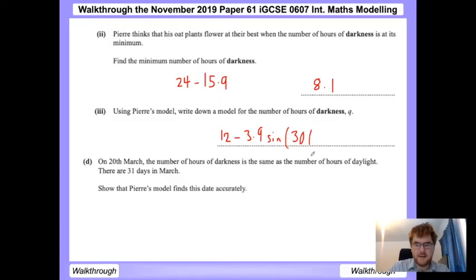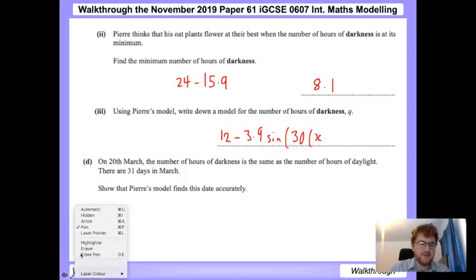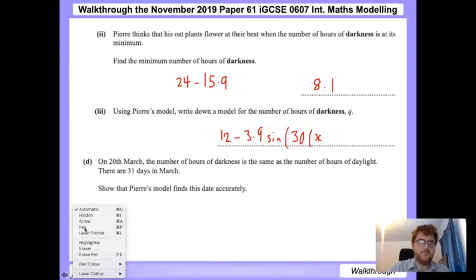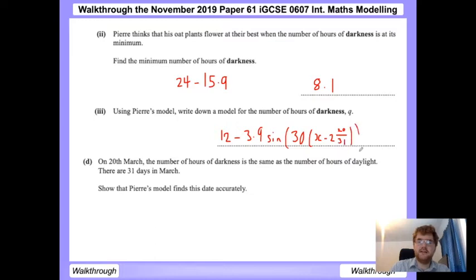That's it. And then open bracket, x minus, was it a minus or a plus? That's kind of important, minus 2 and 20 over 31. Okay, this is related to when you do this f of x notation. What we're essentially doing here is we're working out minus f of x. If you're not sure what this means here, then please do revise. Transformations of graphs is on the 0607 course.